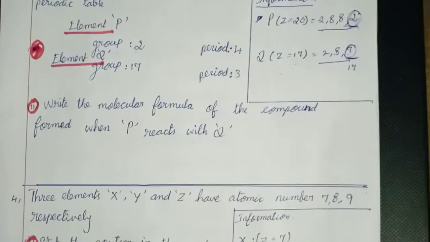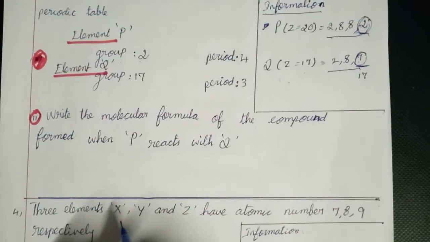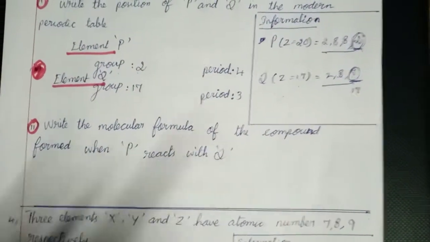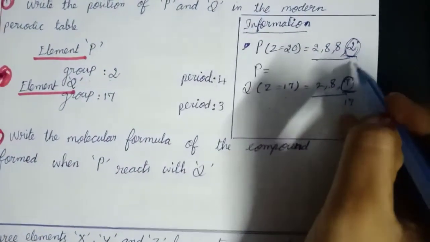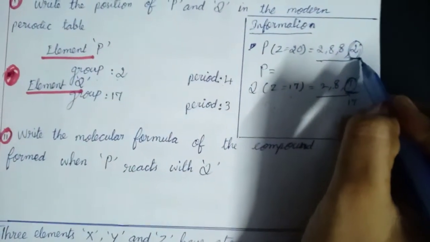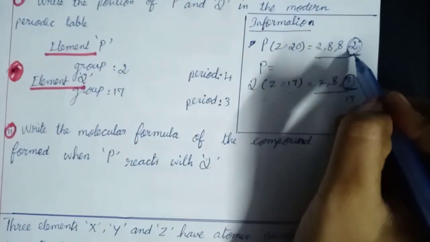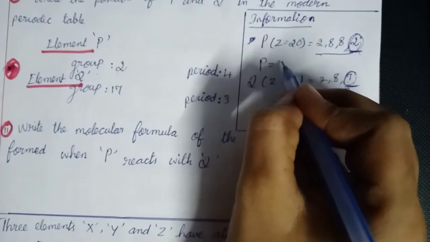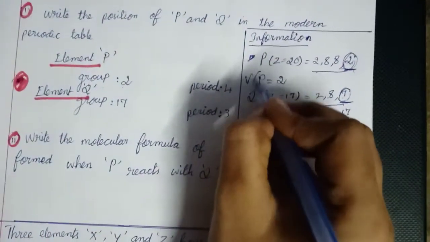Next question, write the molecular formula of the compound formed when P reacts with Q. So we must know the valency of P and Q. Okay. So what is the valency of P? The outermost shell contains 2 electrons. Valence electron 2 means it belongs to group 2. What is the valency of group 2? The valency of group 2 elements is 2. This is the valency of P.